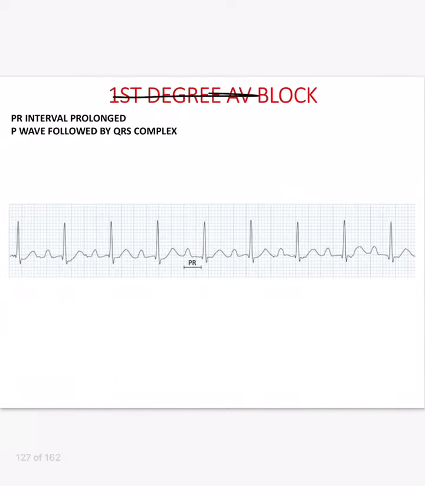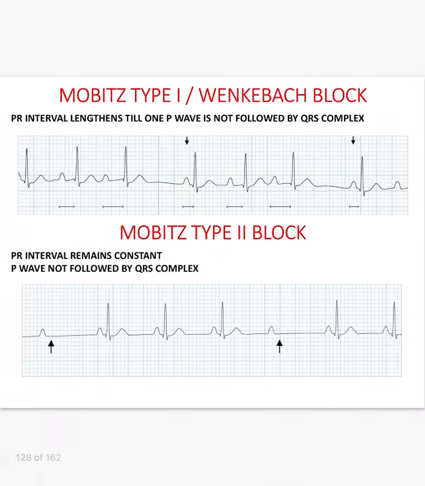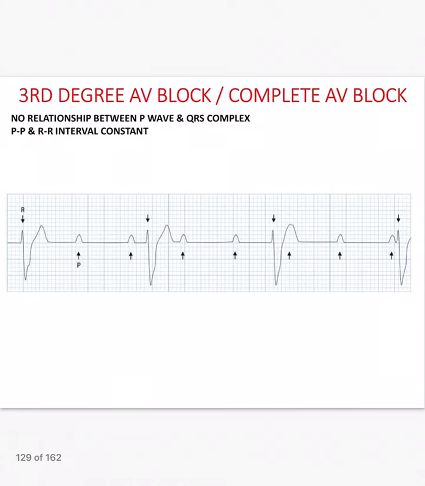Then coming on to first degree AV block. See, first degree AV block already done. PR is prolonged. Each P wave is followed by a QRS wave. Then Wenckebach, PR is prolonged until it drops a wave. Then Mobitz type 2, PR interval remains constant, and some P waves are not followed by a QRS wave. Do you see? Now third degree, there is no relationship between the P wave and the QRS complex. That is important in your third degree finding.